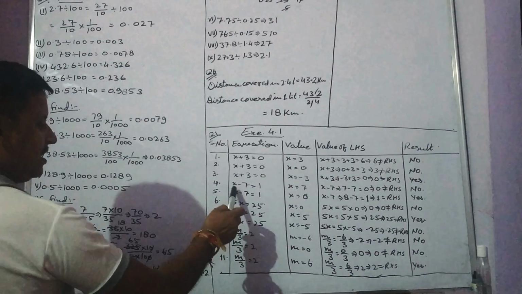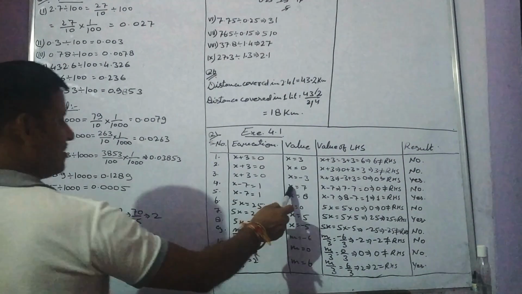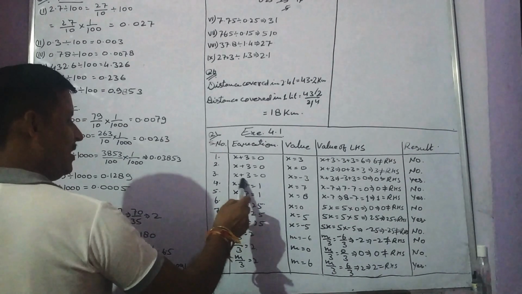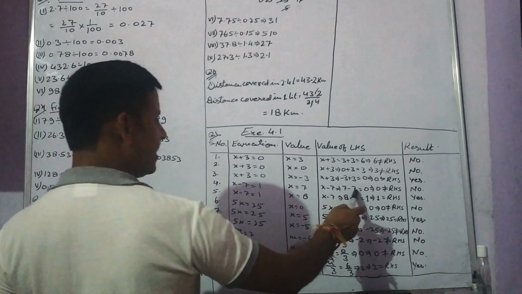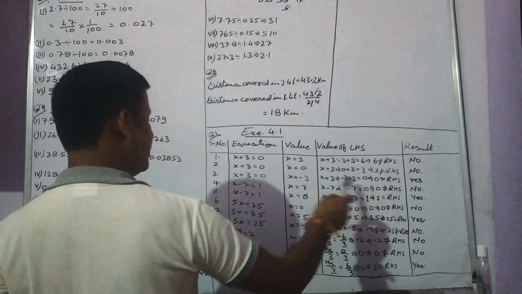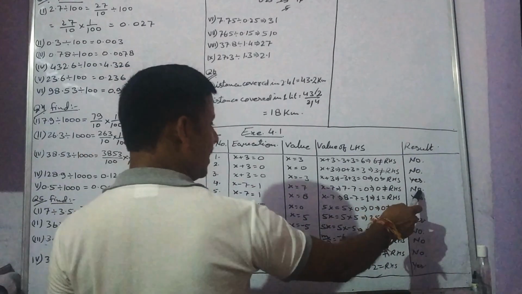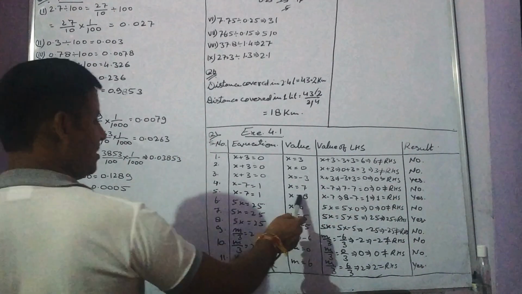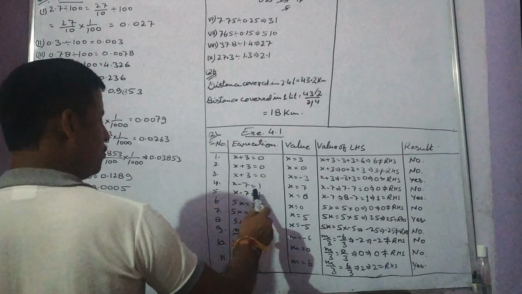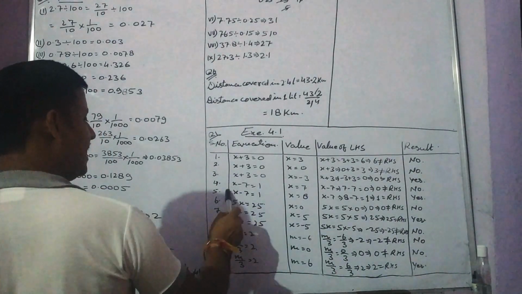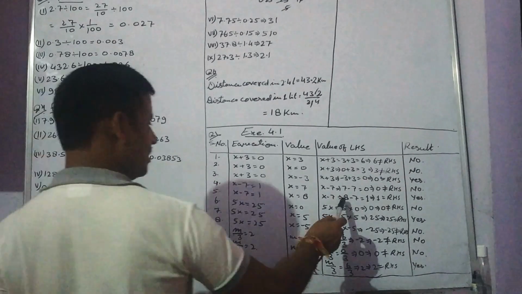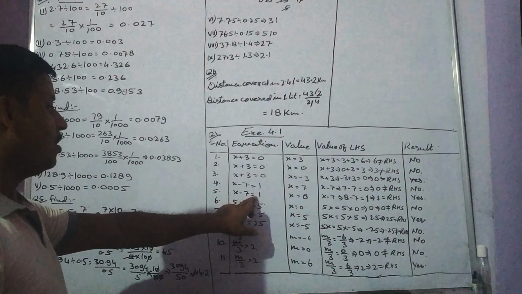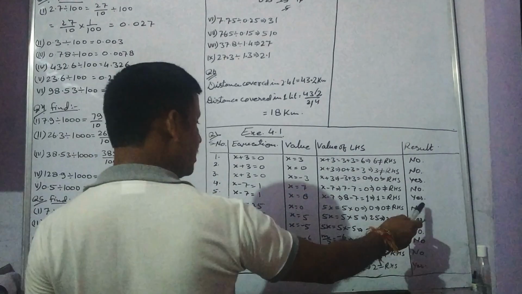Next one is x minus 7 is equal to 1, x equals 7. On putting the value of x in the given equation's LHS, we get 0, and 0 is not equal to 1. So that's why it is not the value. Now x minus 7 is equal to 1 and x equals 8 is given here. We will put the value of x in the LHS of the equation. So that is 8 minus 7, which is equal to 1, and 1 is equal to 1. So that's why it is the value here.